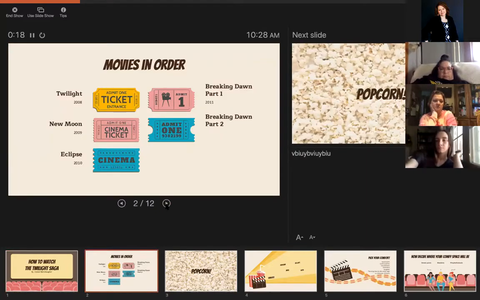Yep. So how to watch the Twilight Saga. I put the movies in order because there are several of them. Twilight came out in 2008, and New Moon, each one of them just came out each year after that. But New Moon, Eclipse, and then Breaking Dawn Part 1, and then Breaking Dawn Part 2. The second one actually came out in 2012. I just forgot to put the year in.